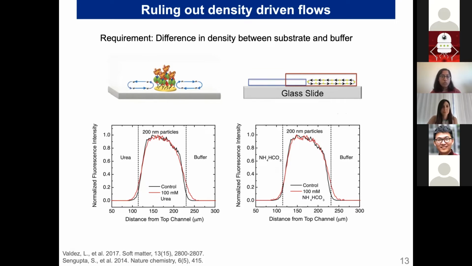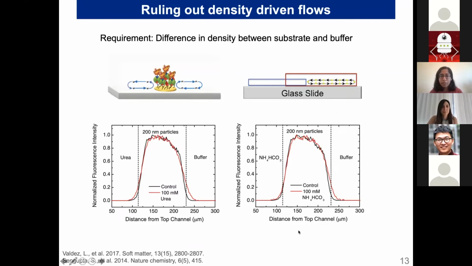The reason we use polystyrene beads is they are denser than liposomes, and if there were any density-driven flows, the effect that the particles would feel would be much more pronounced. But when we pass these 200 nanometer particles in gradients of urea or ammonium bicarbonate, we see that there is no movement. And so we can effectively rule out density-driven flows in our system.